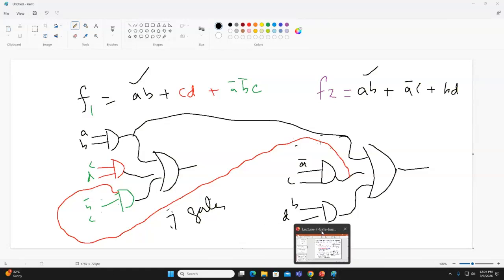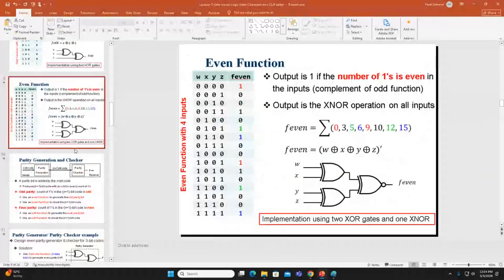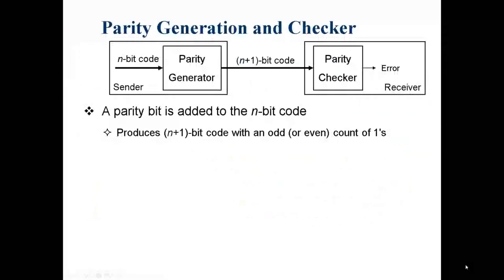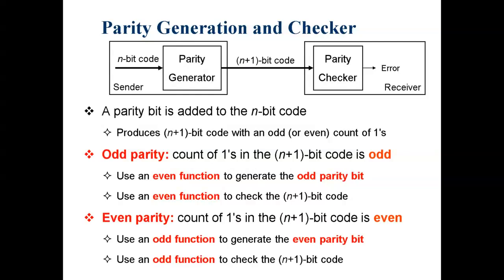Now coming back to the generator circuit. So now we have the parity generation circuit. A parity bit is added to the n bit code. It produces an n plus 1 bit code with an even or odd number of 1s. For odd parity, we have to use an even function to generate the odd parity bit and use an even function to check the n plus 1 bit code.